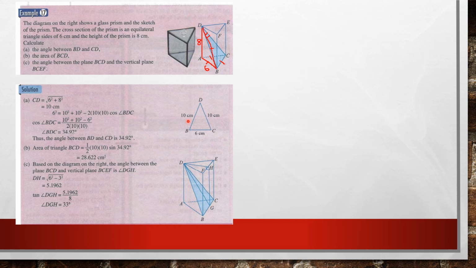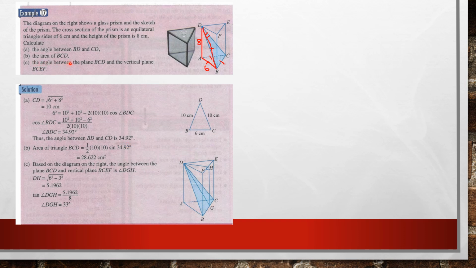BD and CD are 10. After you find the length of BD and CD, now you can calculate the angle D here by using the cosine rule. So angle BDC equals 10 square plus 10 square minus 6 square over 2 times 10 times 10. So you get angle BDC equals 34.92. Thus, the angle between BD and CD is 34.92.